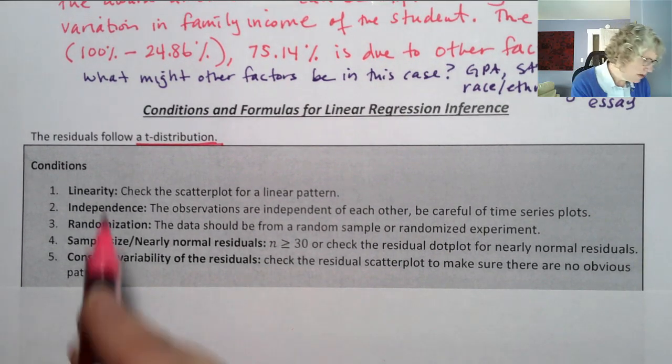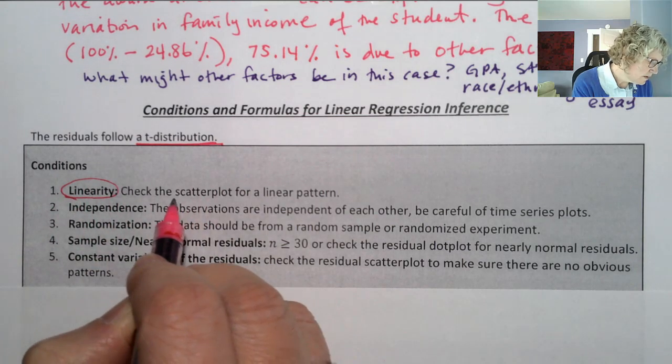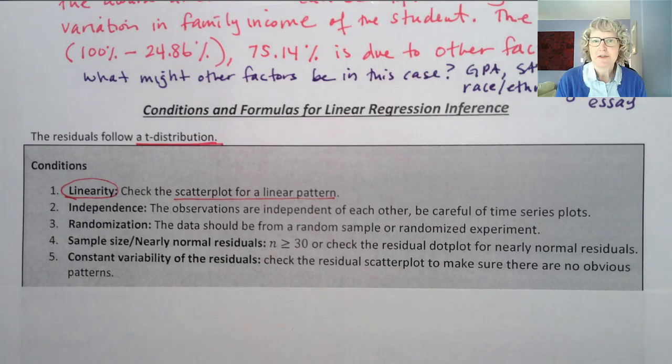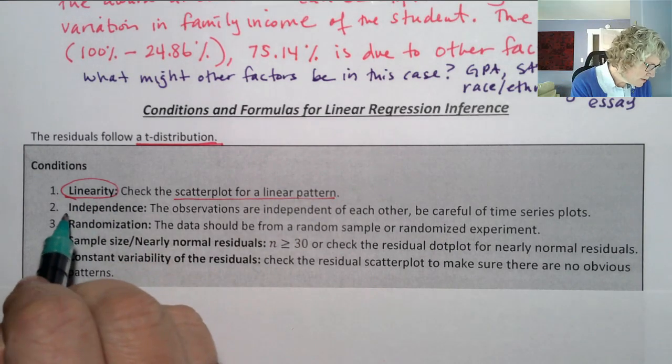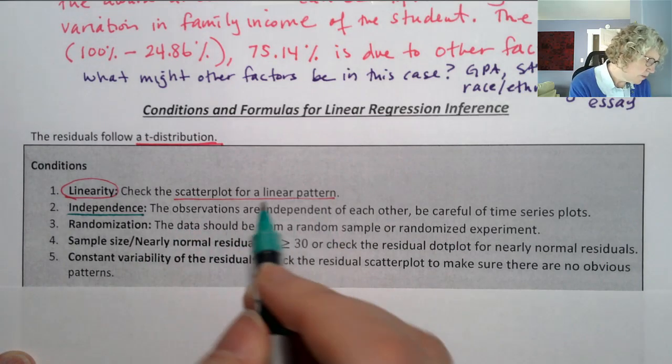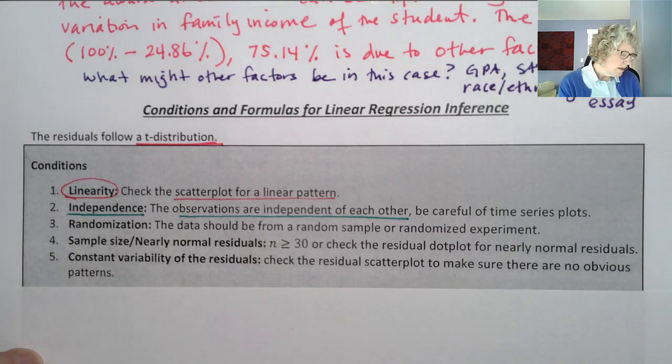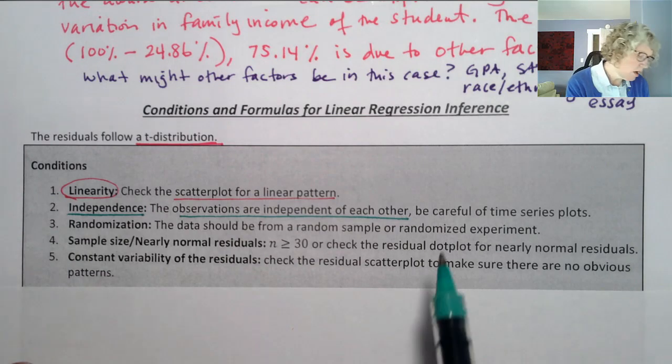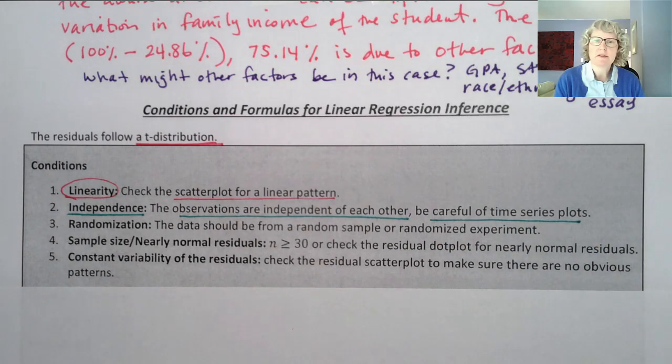Okay, so linearity. So that is a new one specifically for this. Check the scatter plot for a linear pattern, okay? Just like everything we're doing in this class, we're only talking about linear patterns, okay? Now, independence, that one's very familiar to you. The observations are independent of each other, okay? And we definitely want to be careful of time series plots, okay? So sometimes one of the variables, X, is time, which has to be the independent variable. Got to be careful of time because maybe there's something else going on. Like let's say you did exercise over time. Just be careful of time series plots.